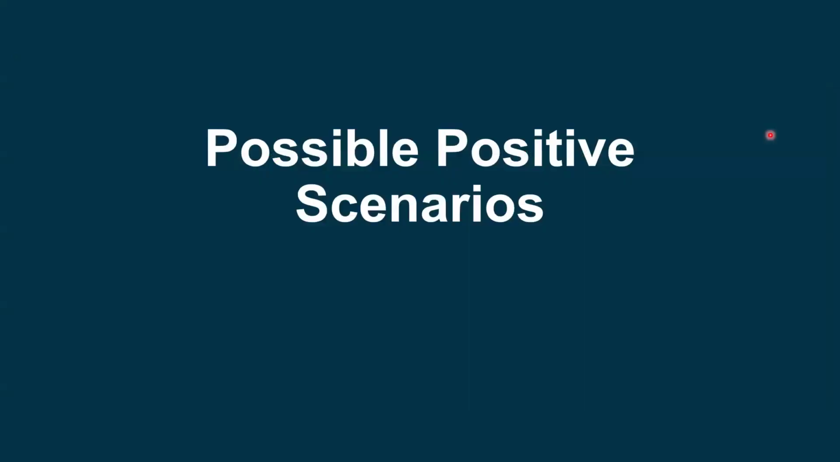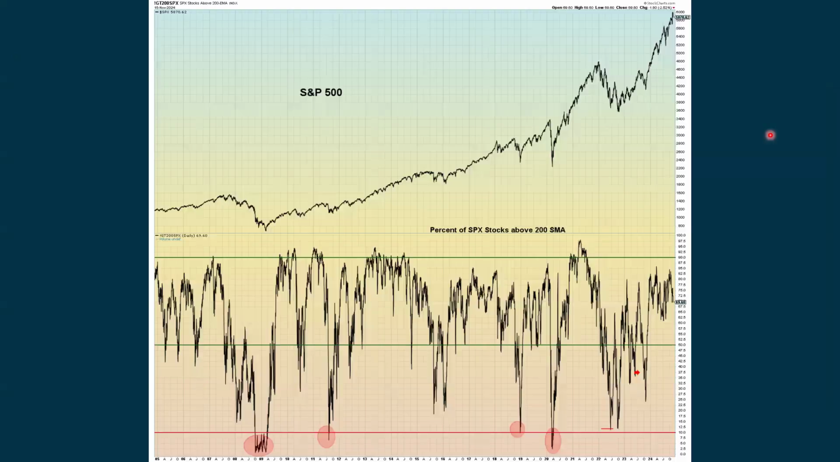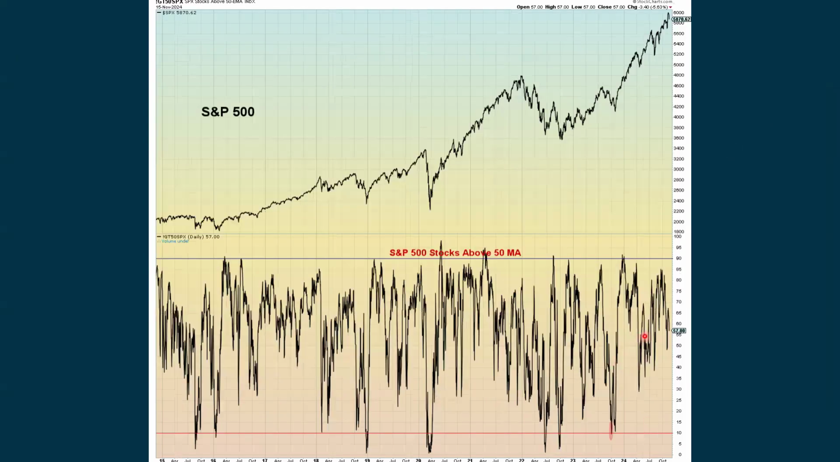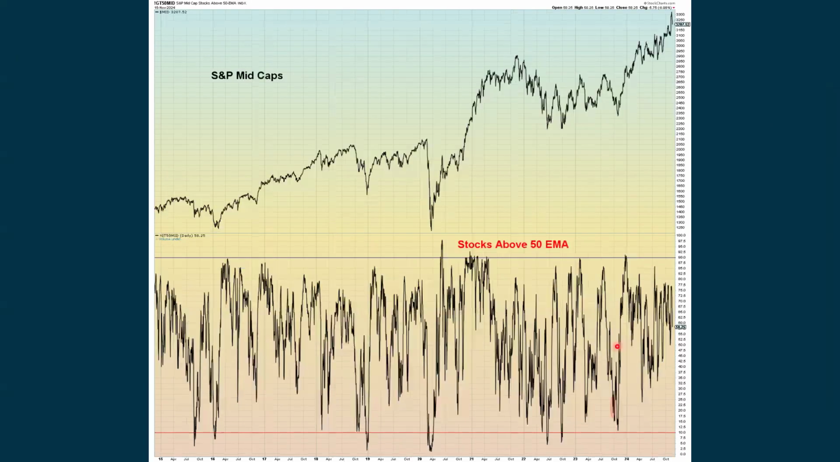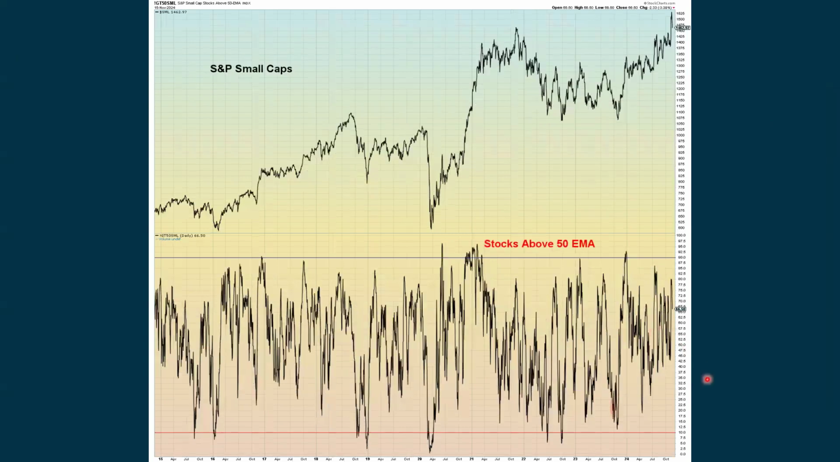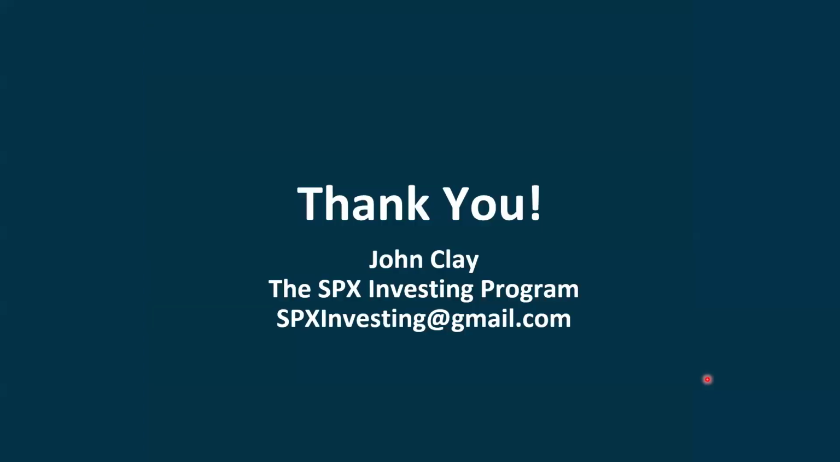Then I have some things called possible positive scenarios. And these are just a series of studies that I do with the percent of stocks above their 200-day simple moving average. I use this like an oscillator. We're not extreme positive or negative right now, so I haven't been showing this. And we also look at those stocks above their 50-day moving average in the S&P, using it like an oscillator. And then we look at the mid caps, also using it like an oscillator, as well as the small caps. And we're not getting any extreme readings from this chart, so there's been no need to show them.